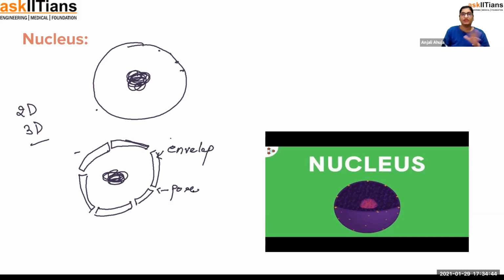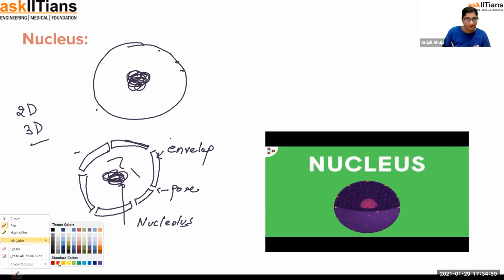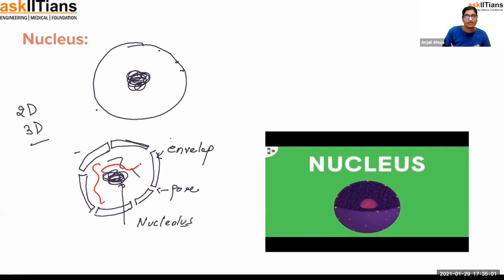You should write nuclear with it. I'm not writing, I'm just saving my time. Okay, this is the nucleolus. Then inside the nucleus, I should draw it with a different color. Inside the nucleus there is genetic material present, chromatin.